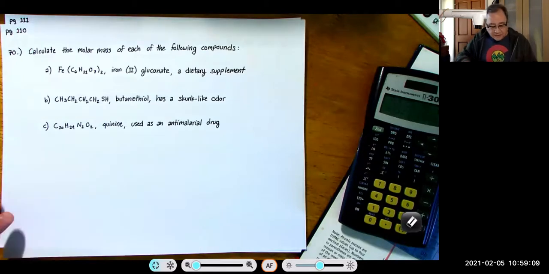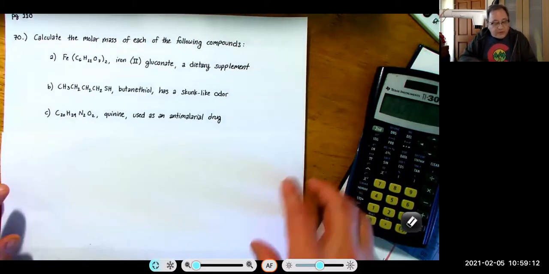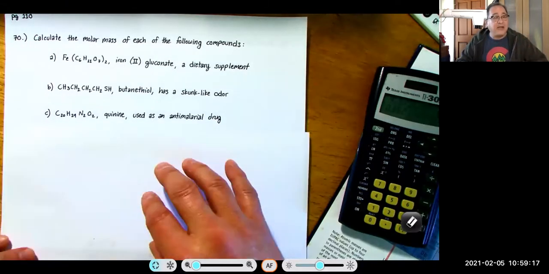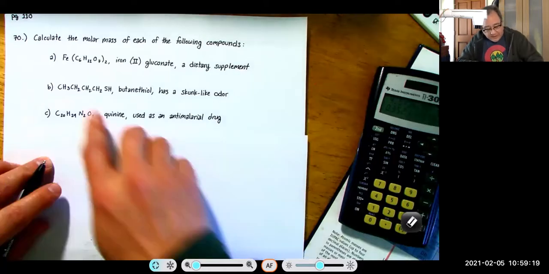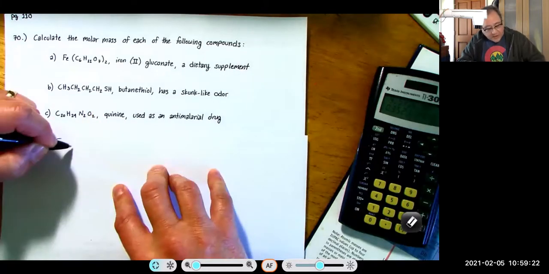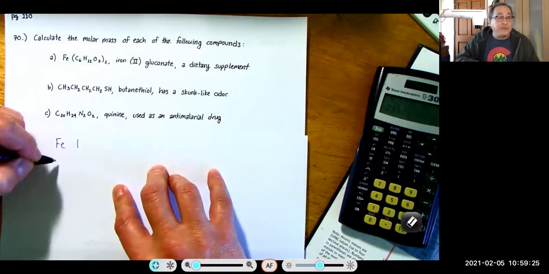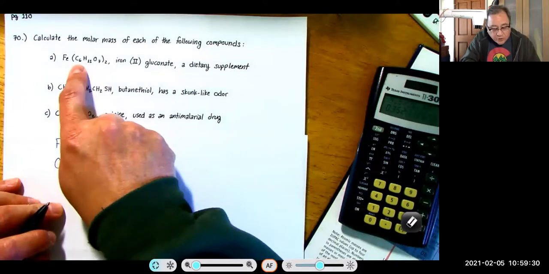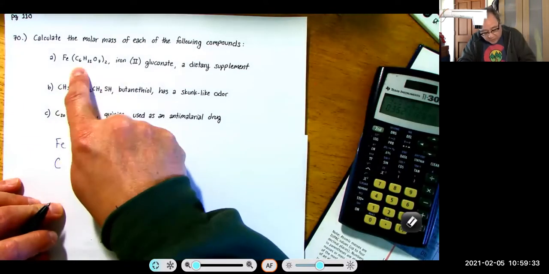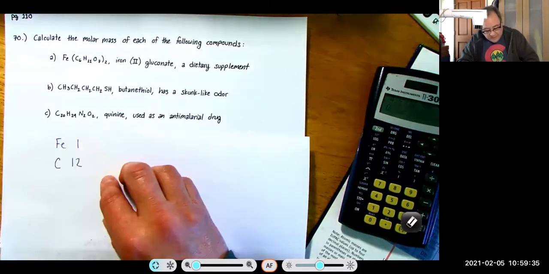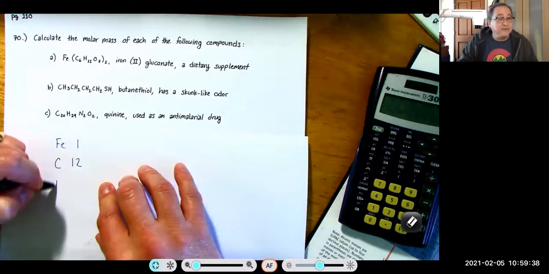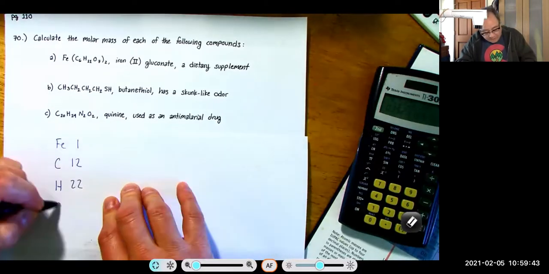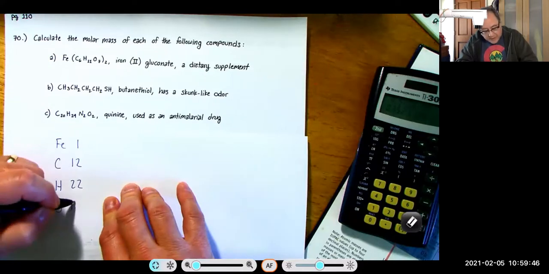Calculate the molar mass of the following. So we're only going to do one example here. And to calculate the molar mass of the following, here's what I like to do. I like to take the formula and write it out like this. I've got 1 iron. How many carbons do I have? Well, I've got 6 inside parentheses, but I've got 2 of everything in parentheses, so I've actually got 12 carbons. How many hydrogens do we have then? 22. And how many oxygens do we have? 14.